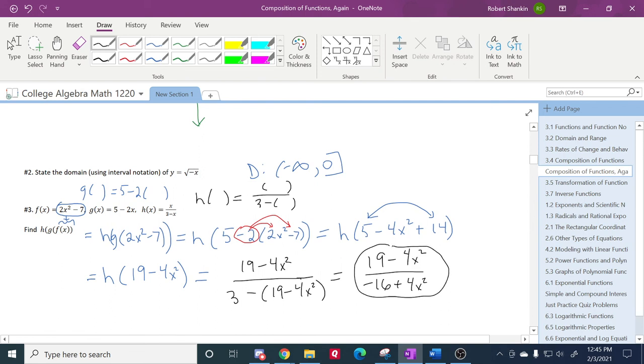What did I just accomplish? H of g of f of x is equal to this. If you plug in x into this nested set of functions, you get this big function right here.